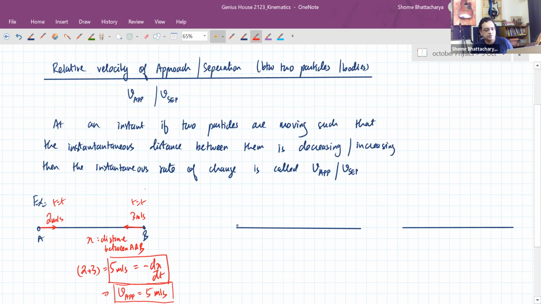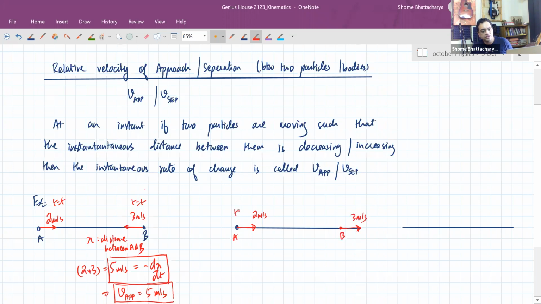Okay. Now we can have another situation like this, where A is moving like this at 2 meters per second. And this time, let's say B is moving in the opposite direction. And again, it's moving at 3 meters per second.